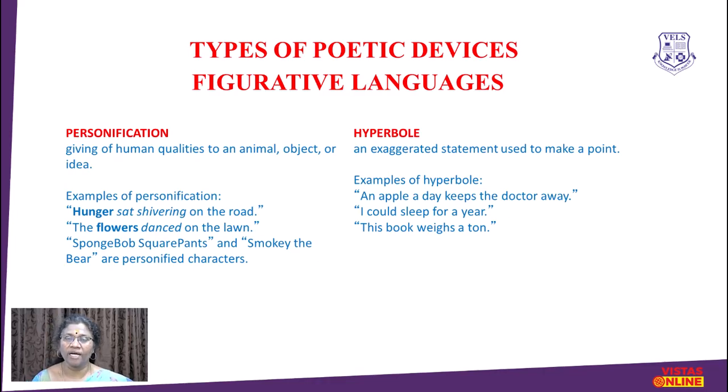Right? So hunger is sitting, which means to say the poet describes that there is someone. It can be he or she. It can be his own person, anybody who is close to him. Hunger sat shivering on the road, which means to say someone is shivering out of hunger. So the extreme level of hunger is described through this particular line. The flowers danced on the lawn. A lawn doesn't dance, but the flowers look like dancing because of the strong wind or nice wind or blowing wind or something like that.